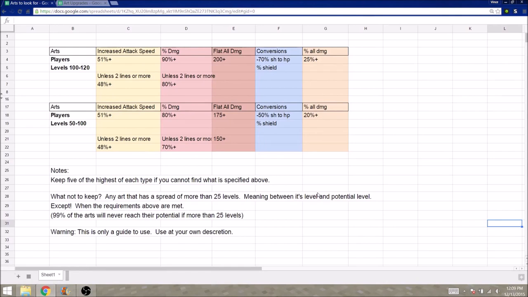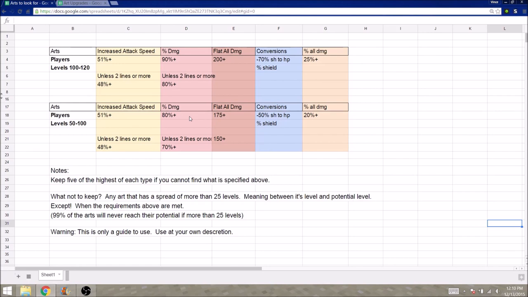So you've got the basics down. You understand what an art setup is, and now you want to start collecting arts, and you've been in the game for a while, and you're between levels 50 and 100. This guide is a loose guide of what to look for when you pick up an art. If it falls within this guideline, you want to keep that art. If it does not fall within this guideline, just recycle it.